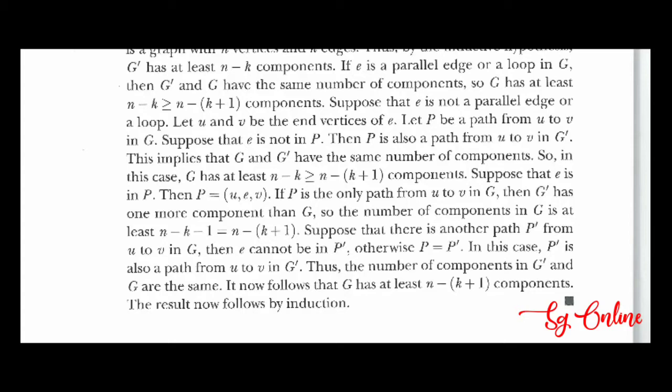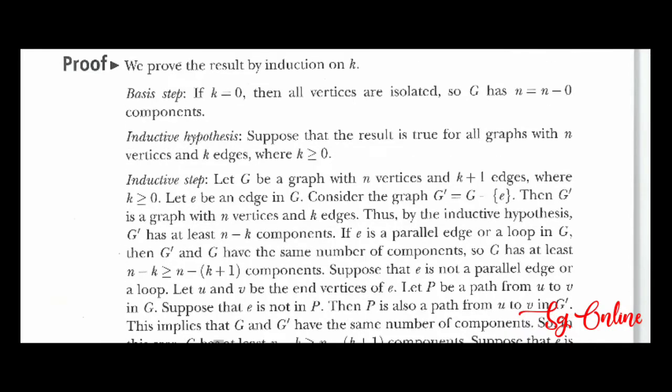So in this case also our result is true. The final case is that if there are other paths in the graph avoiding E, which we have already discussed, then there are n minus k components, which is more than the requirement of n minus k minus 1 components. And so the induction completes and the proof is complete. So let us revise the proof.